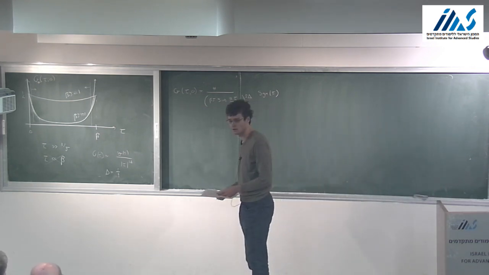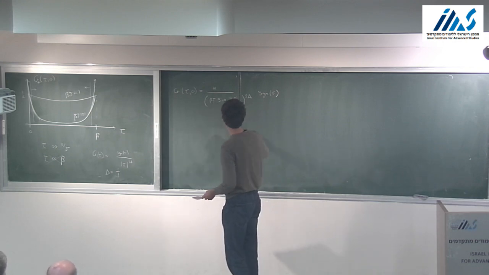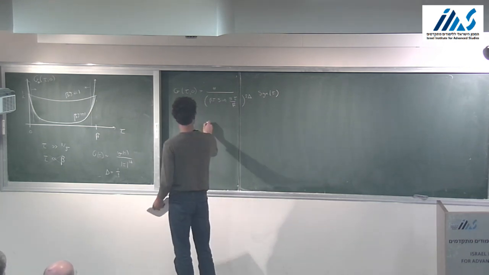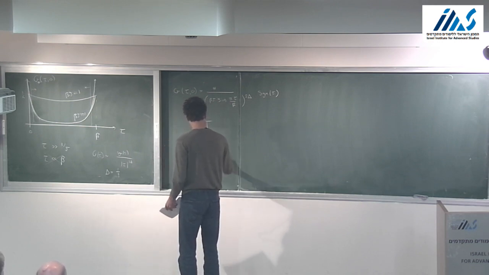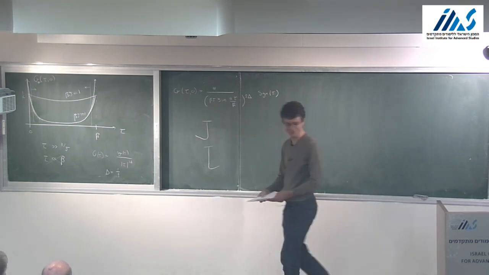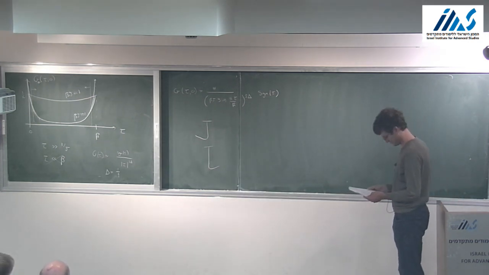Sorry? Your J looks like a tau. Well, no, they're different. Okay. People think it does. That's a j. That's a tau. So. Okay. I'll try to write more clearly.